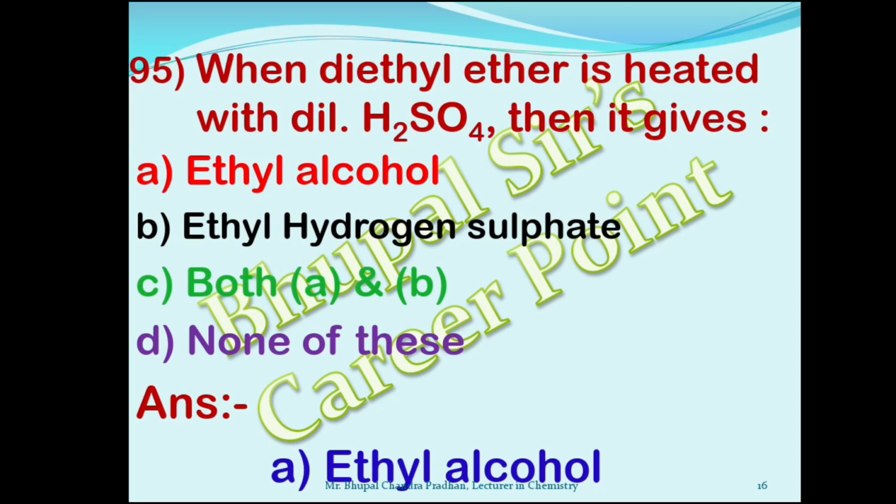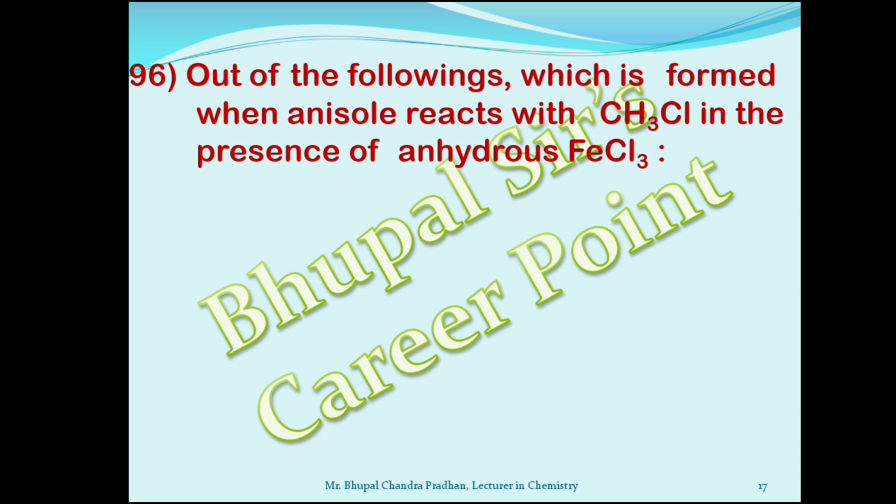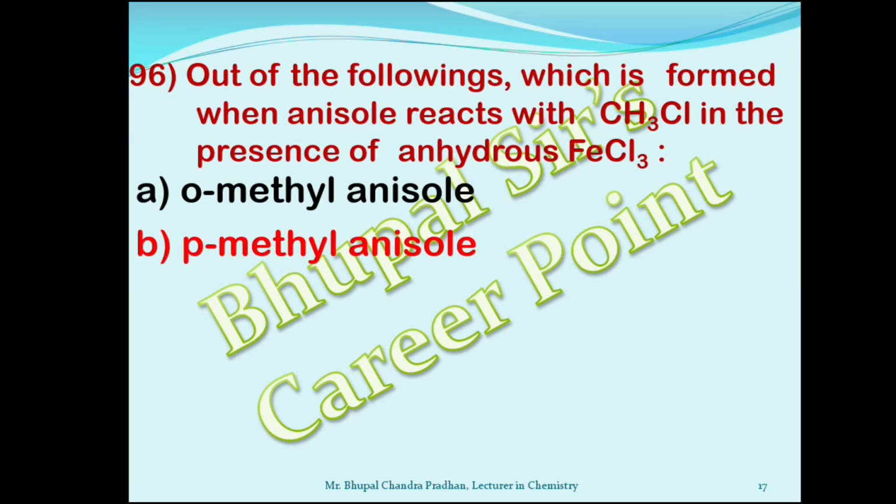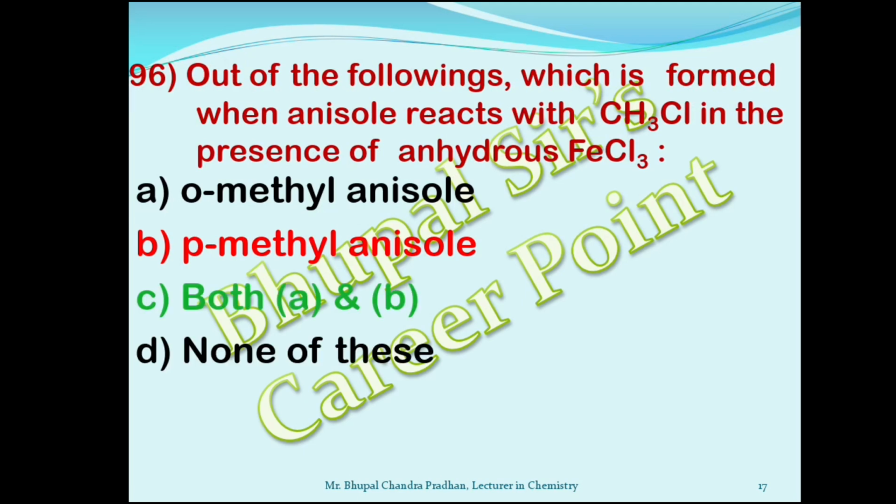Thanks for the students who have given option A as their answer in the live chat. Now let us go on for the next question of the session, that is question number 96. Out of the following, which is formed when anisole reacts with methyl chloride in the presence of anhydrous ferric chloride? Option A, orthomethyl anisole. Option B, paramethyl anisole. Option C, both A and B. Option D, none of these. Students try to give the correct answer.